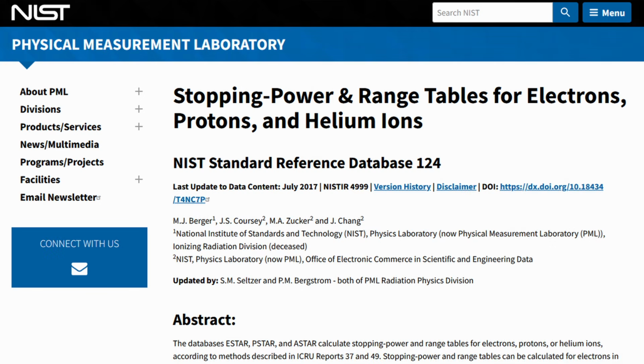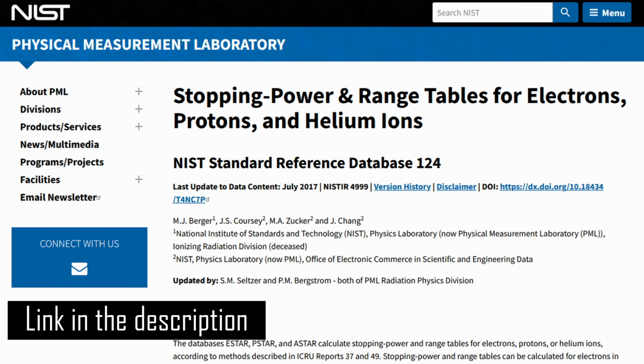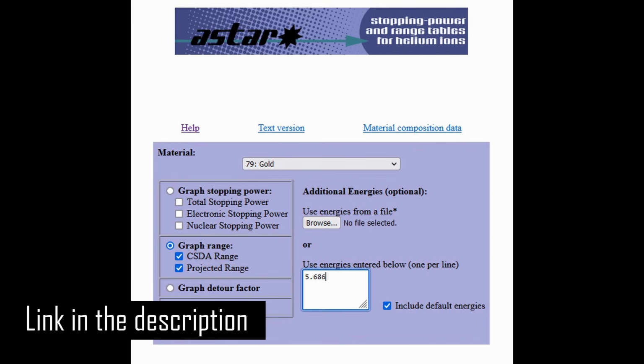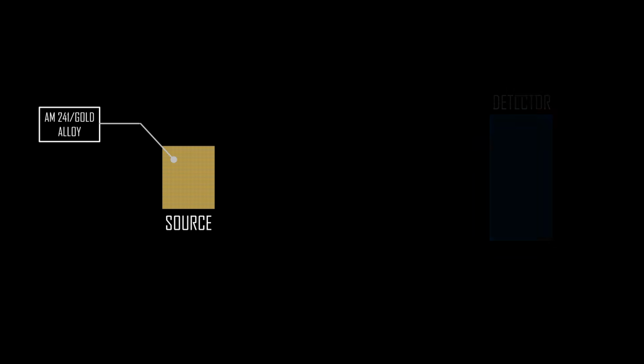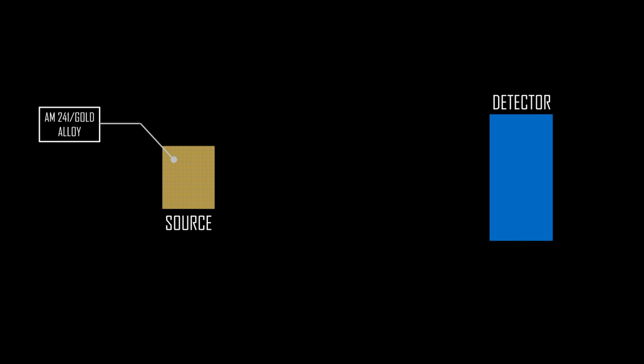I found out that the NIST website has a really cool database and an online calculator that can help me calculate the stopping power of various materials at different alpha energy levels. So, I looked at all the materials that are between the americium-241 source and the pin diode detector, and I found out that even seemingly insignificant things can have a large effect.